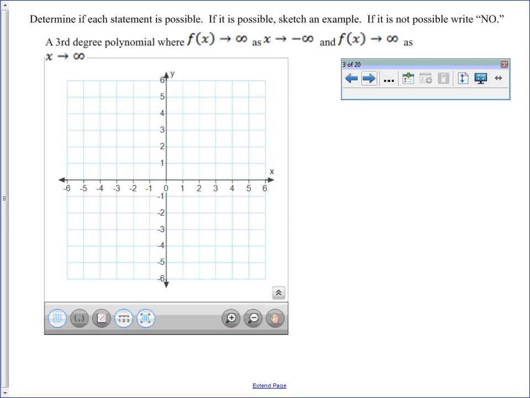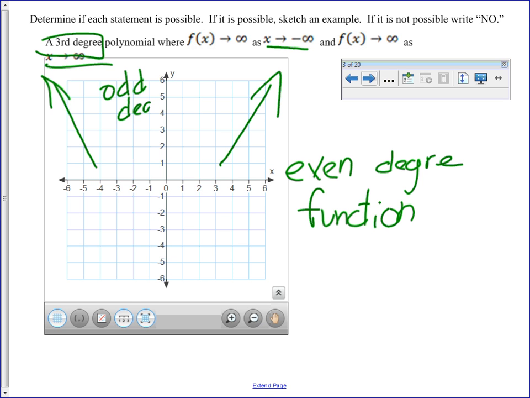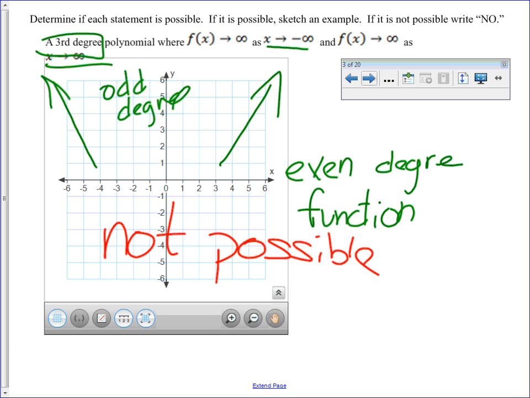For number 3, a third degree polynomial, as the function goes to the left, f of x goes up, and as the function goes to the right, f of x goes up. Well, this is the pattern for an even degree function, and it asks us to draw a third degree, which is an odd degree. So this is also not possible.